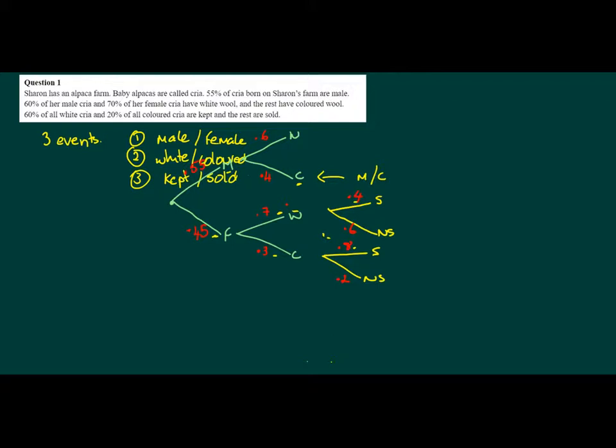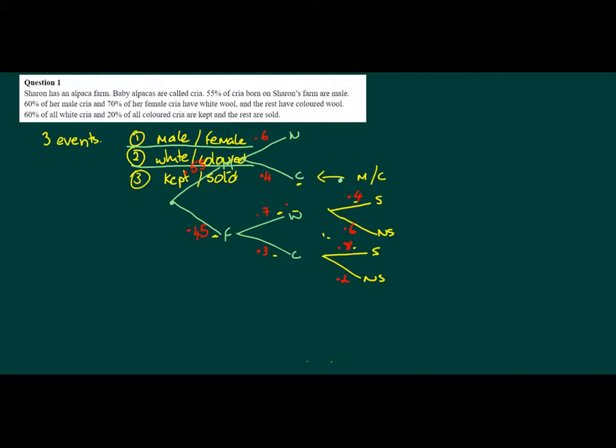So what I'm going to do is I'm going to create a tree diagram. The first thing I'm going to do is we've got all the information we need to cover for male and female, and we've got all the information we need to cover for if it's white or coloured wool. We don't have all the information about this last bit, whether or not they're kept or sold, so we'll leave that till a little bit later.